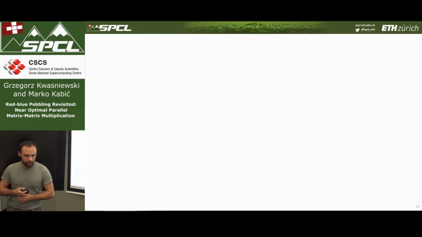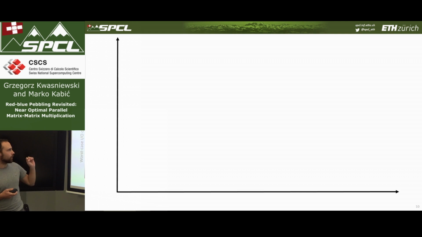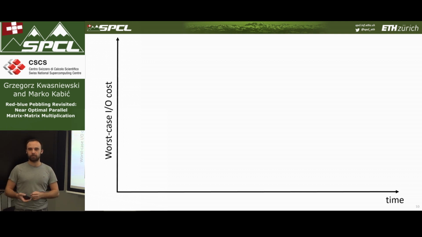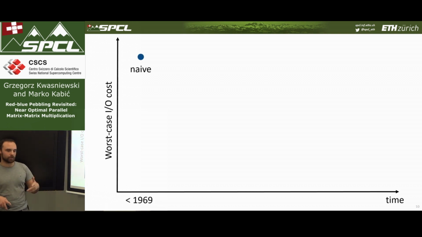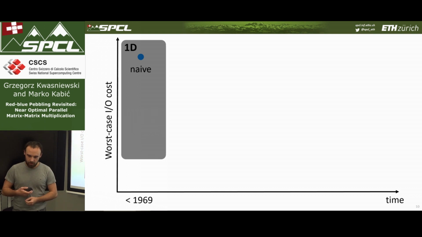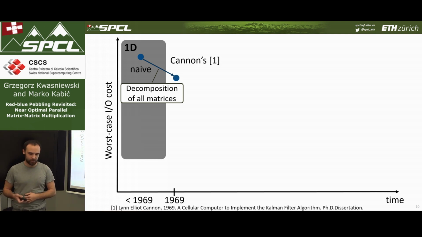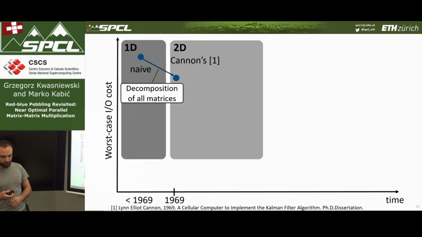On the y-axis we'll have the worst case I/O cost. So for some combinations of parameters, some algorithms can perform really badly. And on the x-axis we have time. Back in the old days, huge matrices were usually multiplied just row by row. This is what we would call a 1D decomposition. Now the first optimization you can do is to decompose both matrices, and this is what Cannon did in '69, and this formed the basis of the 2D decomposition family.